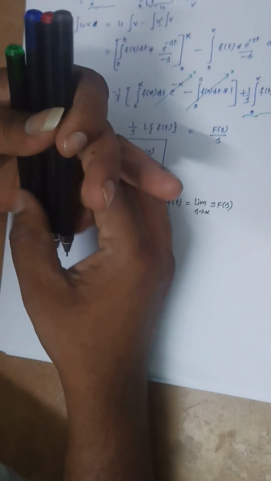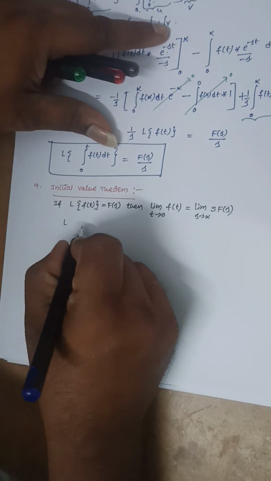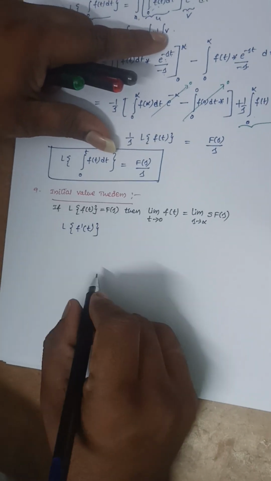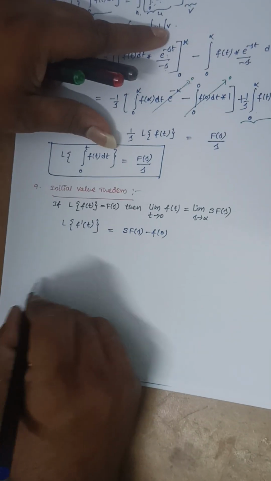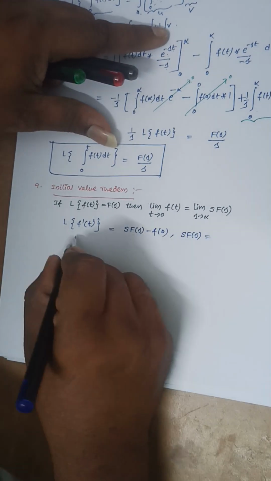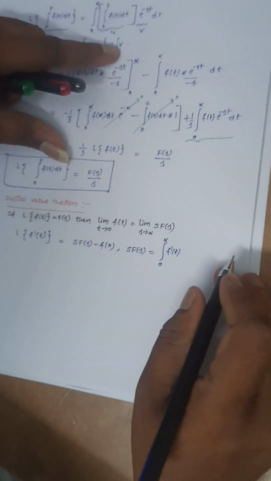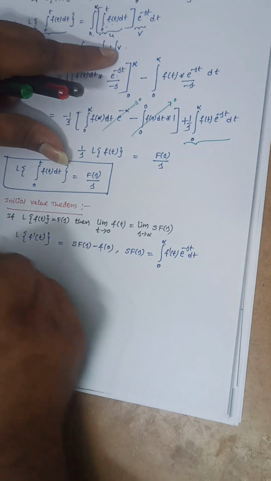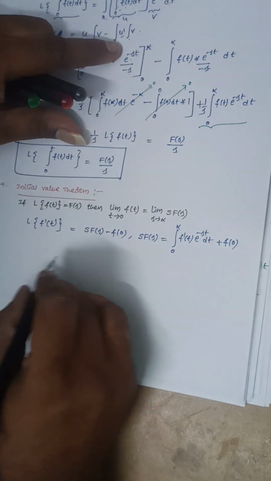How am I going to prove this? These are important theorems, the initial value theorem and the final value theorem. So I am taking this expression to prove the initial value theorem. Laplace transform of f dash of t is equal to s into F of s minus f of 0. From this, s into F of s is equal to the Laplace transform of f dash of t, so it is integral 0 to infinity f dash of t into e power minus st dt. If I bring this f of 0 to the left side of the equation, it will become plus f of 0. Now apply the limits here.